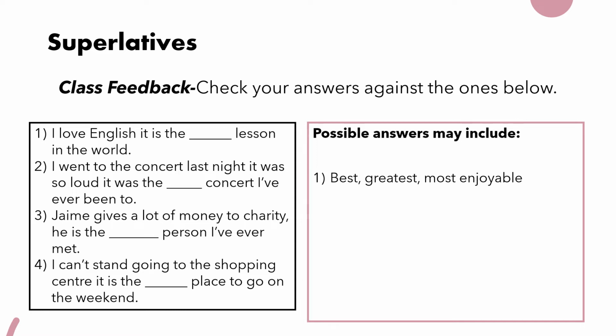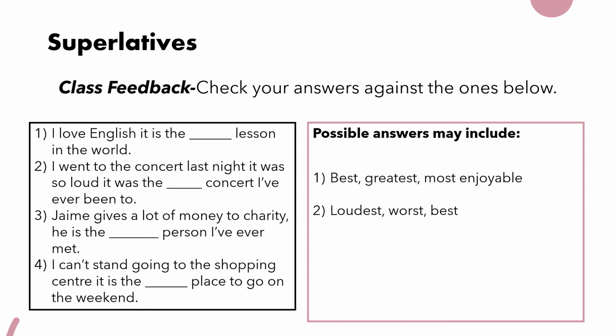Number 2. I went to the concert last night. It was so loud, it was the blank concert I've ever been to. So this one is actually a little bit trickier. The ones I've come up with here are the loudest, the worst, and the best. And this is something that will help us understand why superlatives are so important. If you have a look there, loudest, worst, and best, these are all quite different superlatives. And using one of those could possibly change the meaning of the sentence.